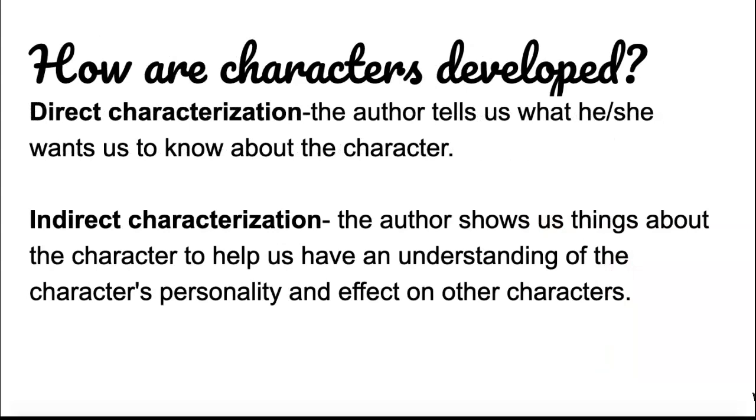So how are characters developed? They're developed through direct characterization, where the author tells us what he or she wants us to know about the character. And in that way, it's obvious. An example would be, he is tall. Well, we don't have to guess. There's no question, because the author has told us that the character is tall.